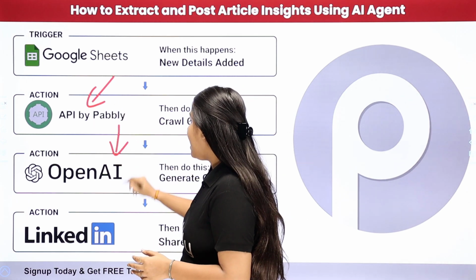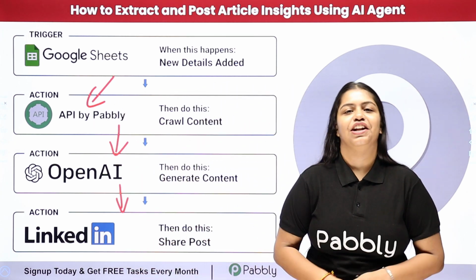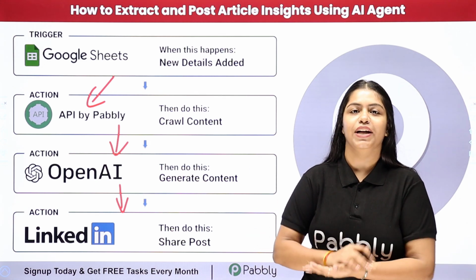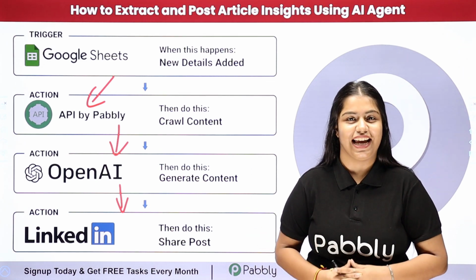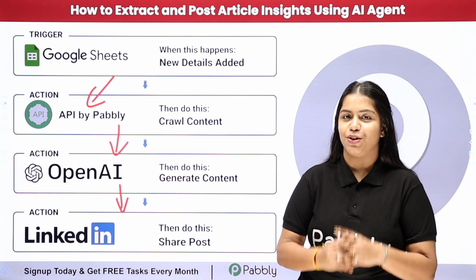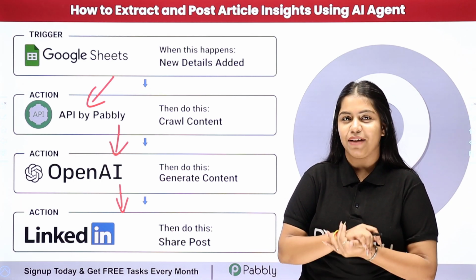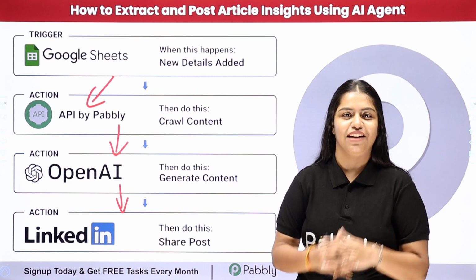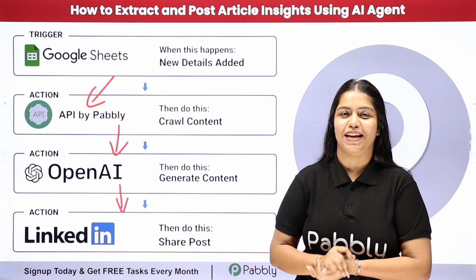To do this, we are going to create a connection between Google Sheets, API by Pabbly, OpenAI and LinkedIn, and to create this connection without knowing any programming or coding language, we are going to use Pabbly Connect. It is an amazing automation software. So if you also want to create this amazing automation for your own business, then you have to come with me towards my screen.